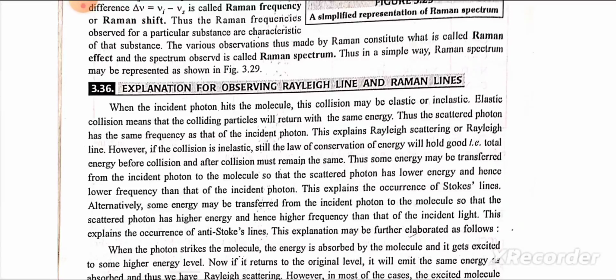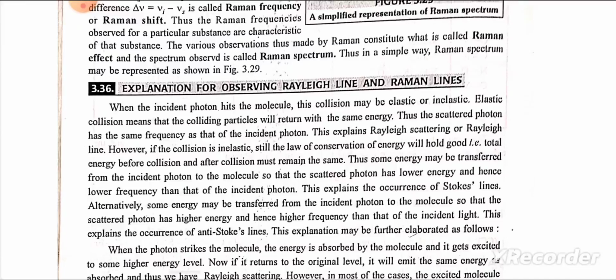However, if the collision is inelastic, still the law of conservation of energy will hold good, that is, total energy before collision and after collision must remain the same. Thus, some energy may be transferred from the incident photon to the molecule so that the scattered photon has lower energy and hence lower frequency than that of the incident photon. This explains the occurrence of Stokes lines. Alternatively, some energy may be transferred from the molecule to the incident photon so that the scattered photon has higher energy and hence higher frequency than that of the incident light. This explains the occurrence of anti-Stokes lines.